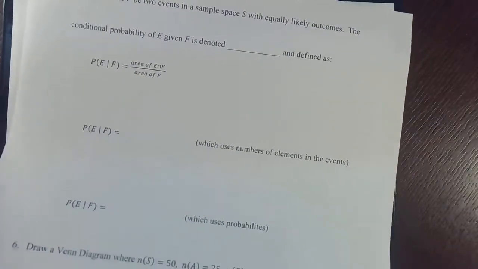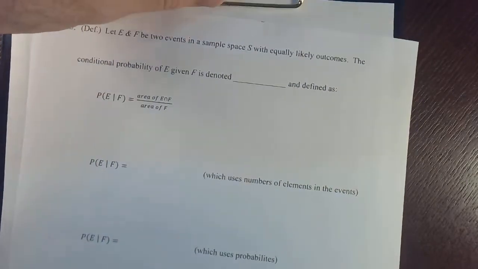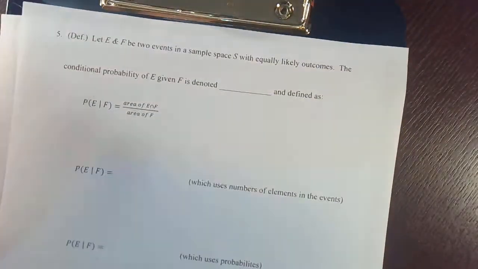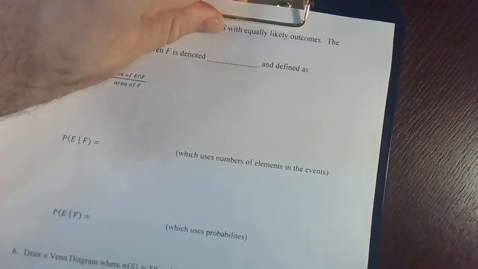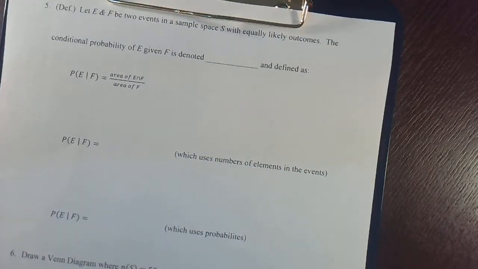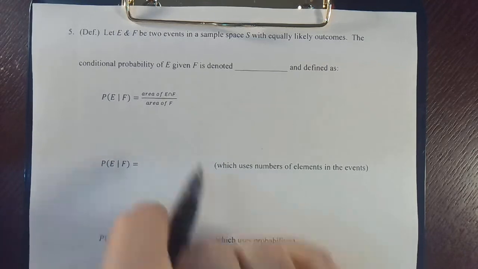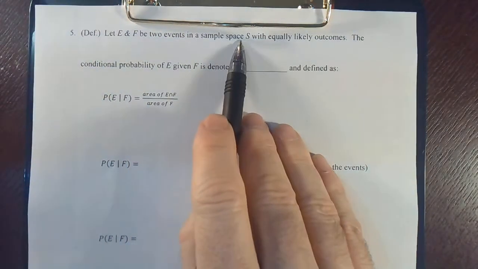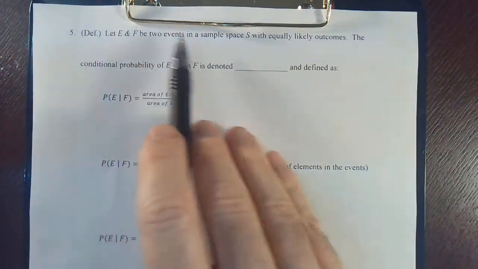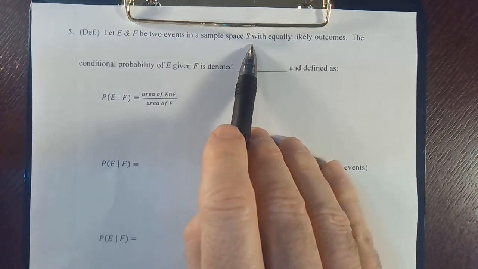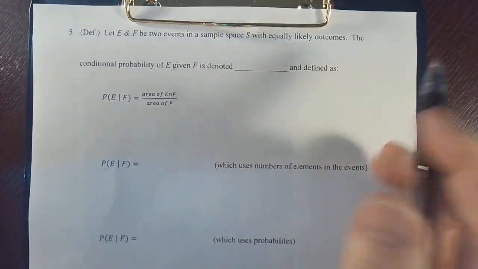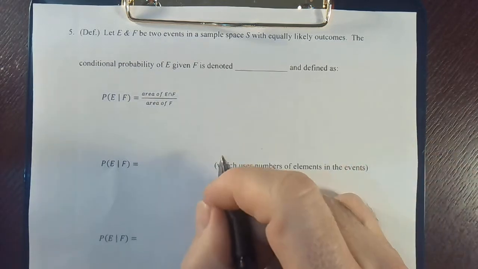All right, let's move on to our next problem. Number 5, we're starting off with a definition, and this is kind of the formal definition of conditional probability. If E and F are two events of a sample space, so that means they are just subsets of S, and S has equally likely outcomes like all of the problems that we've been working on.